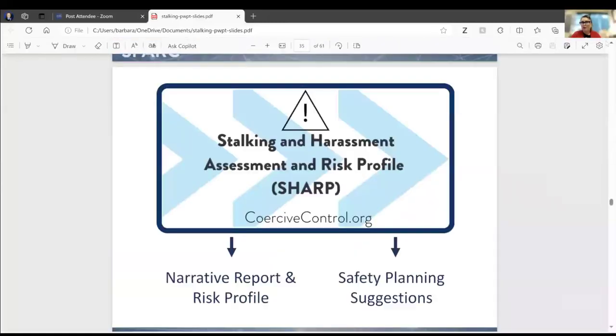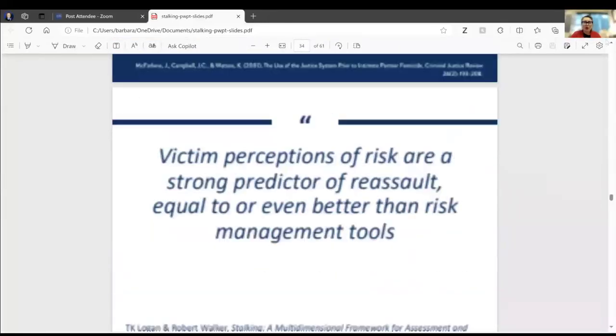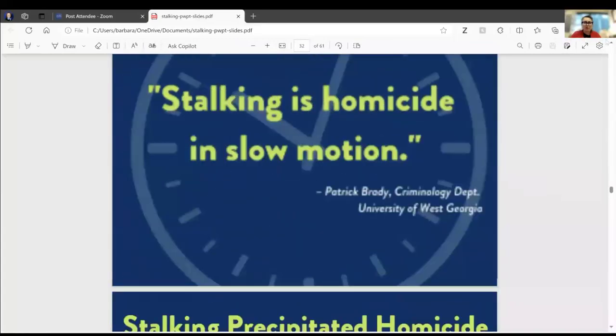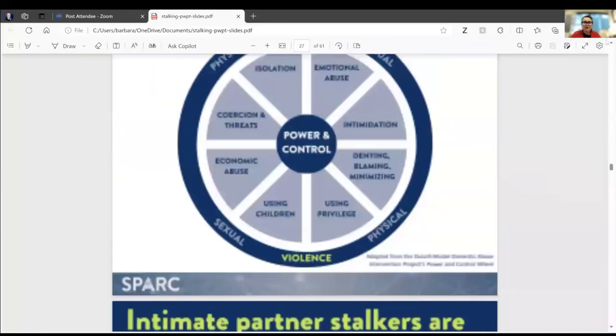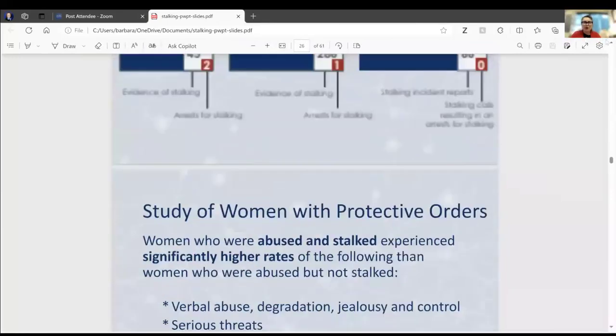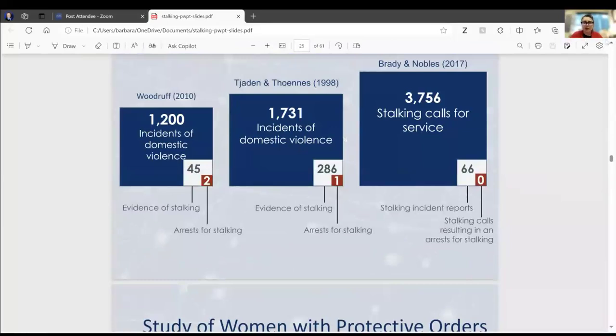Oh boy, I just went forward real fast. My apologies. Why it shows that particular data. However, we do know that stalking is more prevalent in domestic violence cases than it is in stalking alone. We know that the most dangerous time is when a person is leaving, but we also know that stalking is a precursor to domestic homicide.